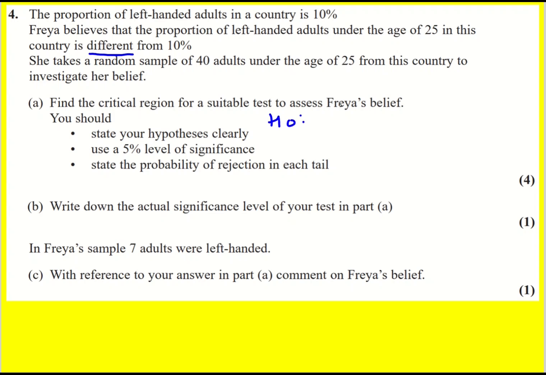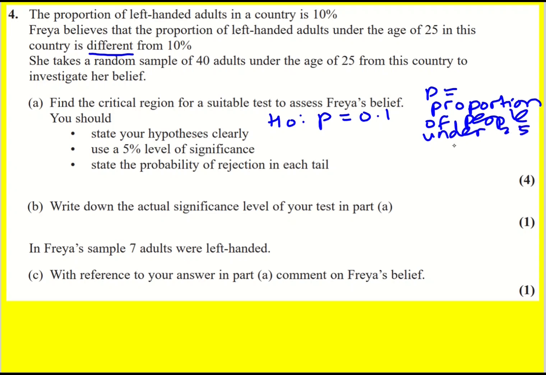So let's start. H0 is going to be that the probability of picking somebody is 0.1. P equals the proportion of people under 25 who are left-handed. And we're saying it's the same as the general population. By the way, the mark scheme allows you to not define it, but I've got into the habit of always defining it. I think it is good practice, so let's go with it.